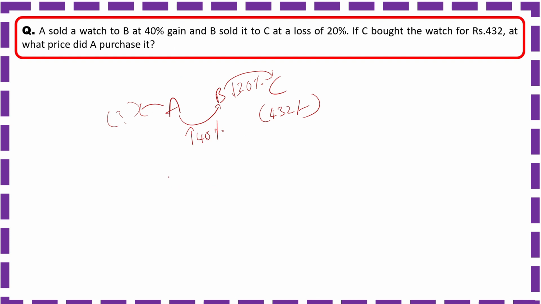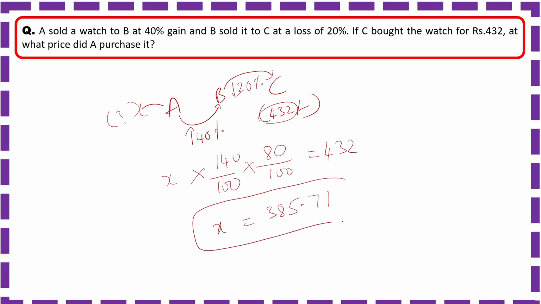If we consider the original price to be X, then A sold at a profit of 40%. Profit of 40 means 100 plus 40, so 140 by 100. And we sold it to C at a loss of 20%. So loss of 20% means 100 minus 20, which is 80 by 100. The final amount is 432. Calculate this and we'll get X as 385.71. Okay, so this is the price at which A purchased the watch.